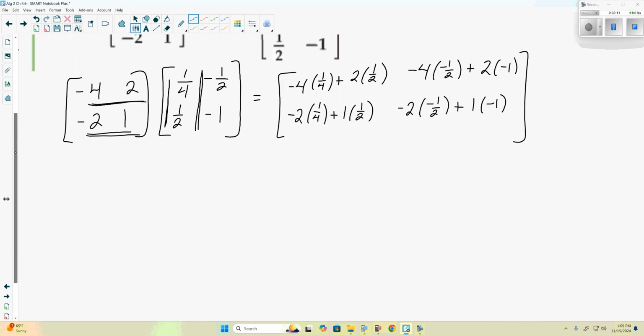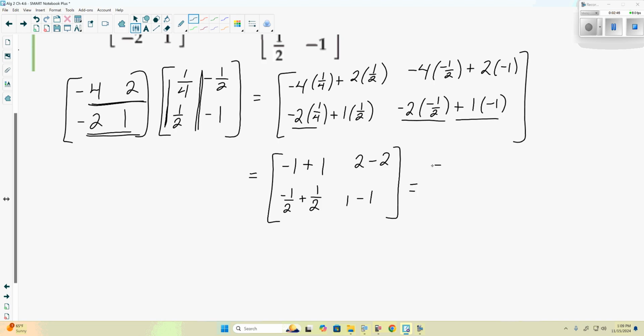Now at this point, we can simplify each of these. Negative 4 times 1/4 is going to be negative 1. 2 times 1/2 is also going to be 1. So we get negative 1 plus 1. Negative 4 times negative 1/2 is positive 2, and 2 times negative 1 is negative 2. On bottom, we have negative 2 times 1/4, which is going to be negative 1/2. 1 times 1/2 is going to be plus 1/2. Negative 2 times negative 1/2 is going to be positive 1. And 1 times negative 1 is negative 1.